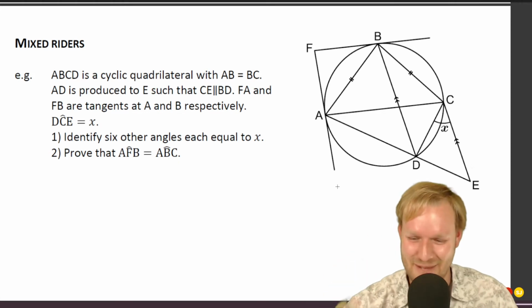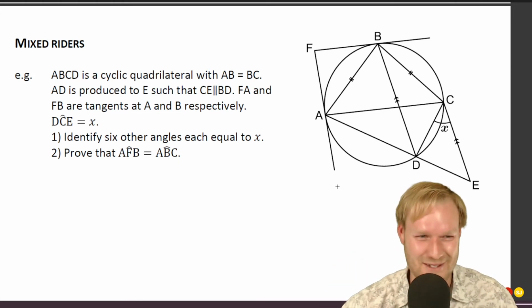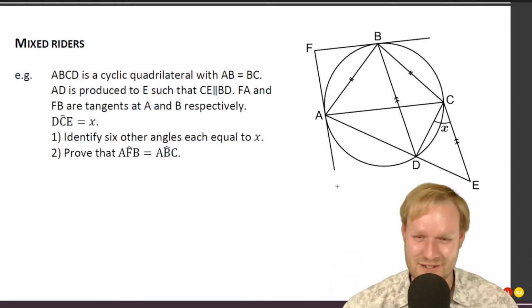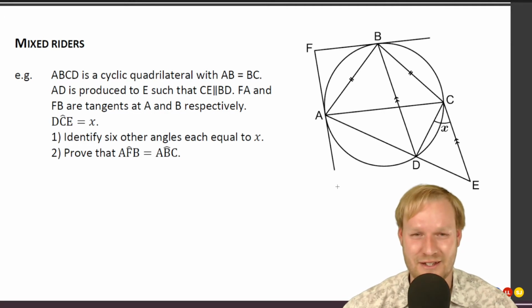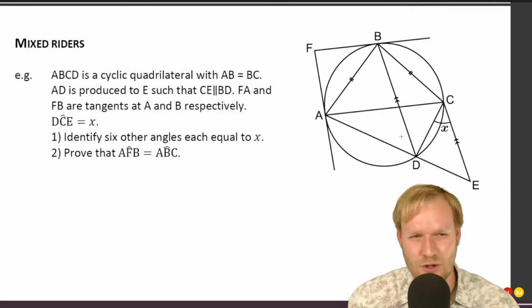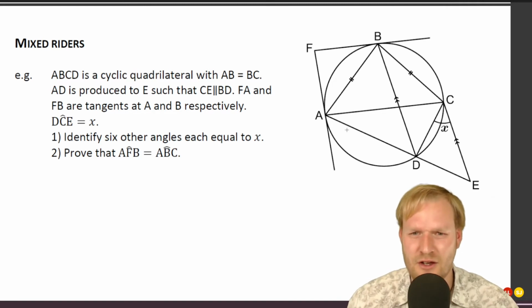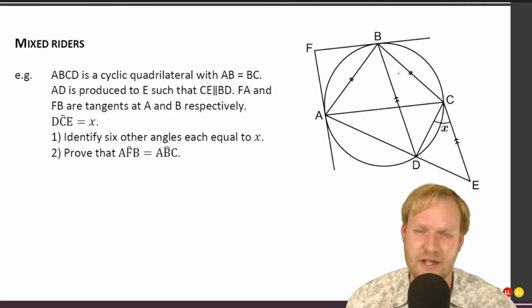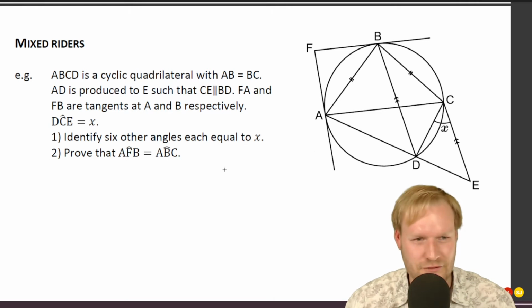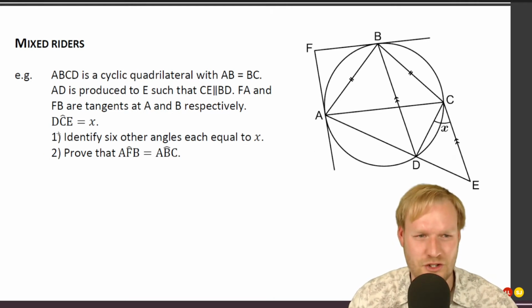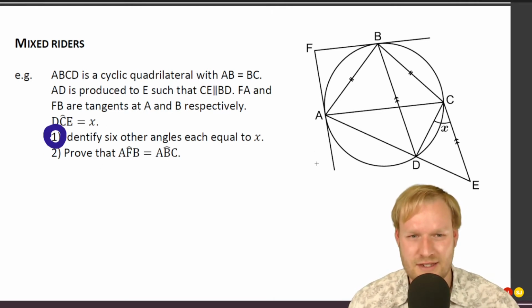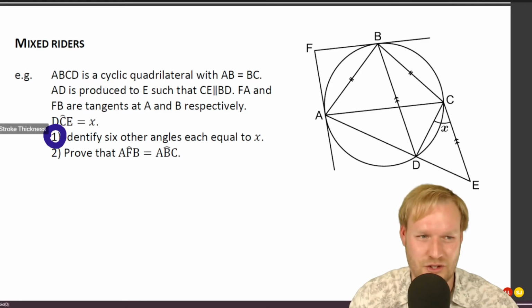Hallelujah, we've made our way to mixed riders. So in our mixed riders, what we're looking to do here is combine all of our theorems in one and maybe prove some things rather than go find the value of angle A or something like that. So our first thing is to identify 6 other angles, each equal to x.